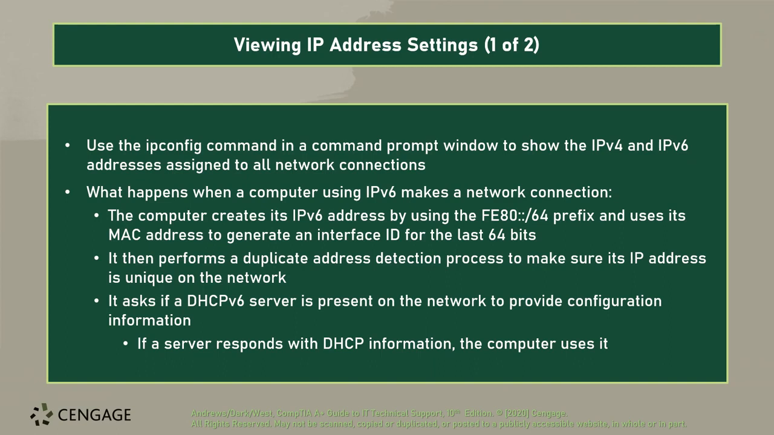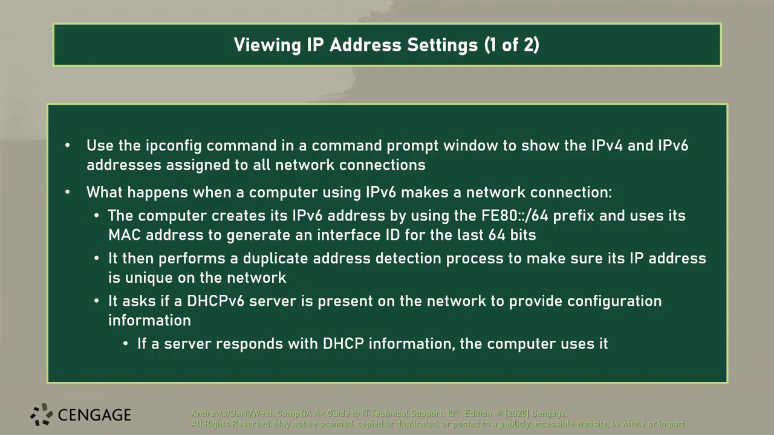In a command prompt window, in order to check out some settings, we can use the ipconfig command to show some different addresses that are assigned to our different physical and logical interfaces. Now, when a computer using IPv6 makes a network connection, it's going to go ahead and generate its own IPv6 address by using the FE80/64 prefix, and then use its MAC address to generate an interface ID for the last 64 bits.